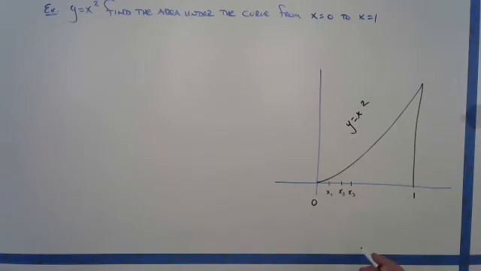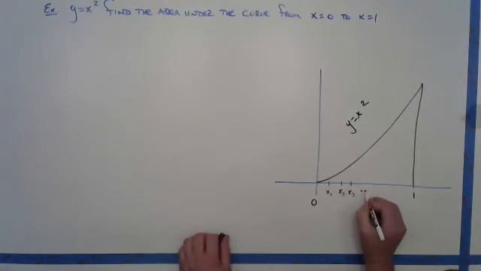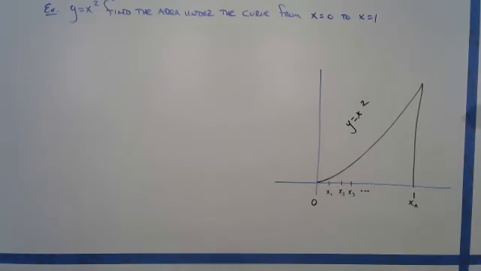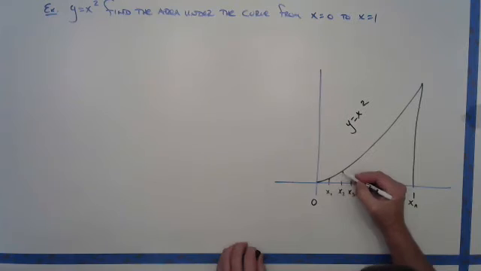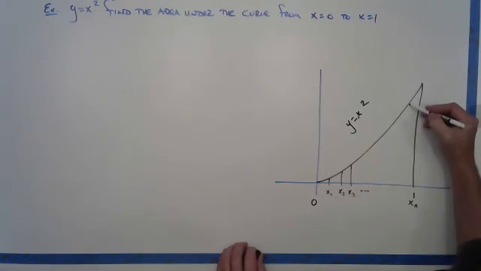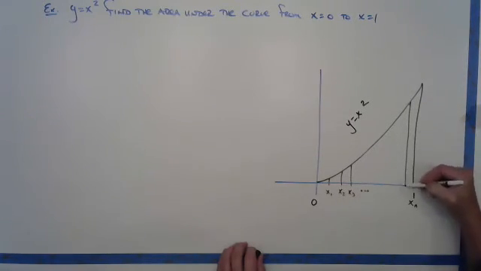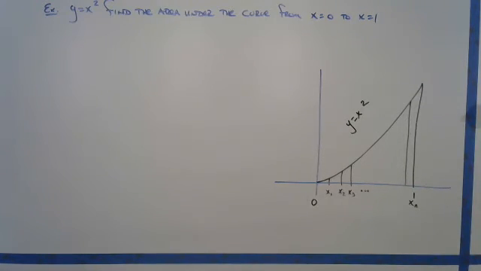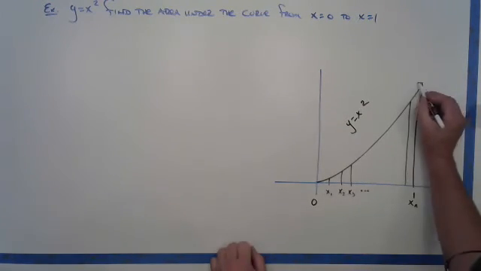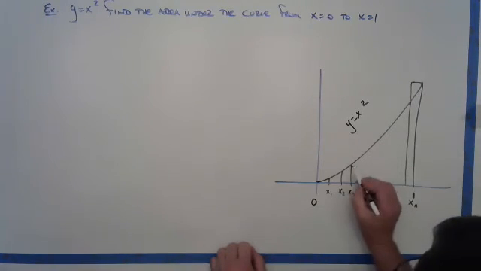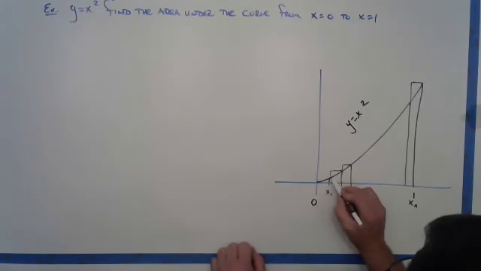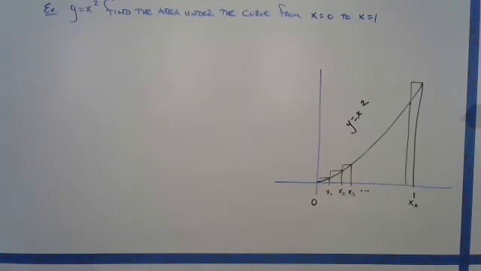So that's x sub 1, x sub 2, x sub 3. And I'm just going to keep going. I'm going to call this one right here x sub n. I'm going to make it into n rectangles. There are going to be n of them. And we're going to use right-hand endpoints. So we're going to have n rectangles that look just like this. And those errors are going to be 0.